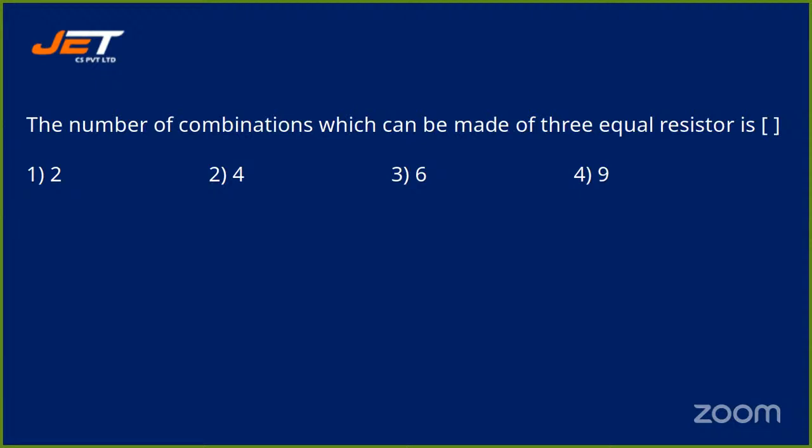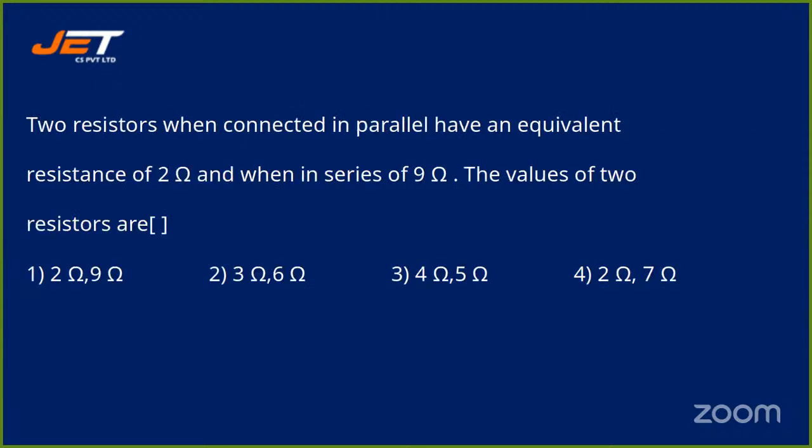The number of combinations with which can be made of 3 equal resistors is. The answer is 4. Next: two resistors when connected in parallel have equivalent resistance of 2 ohms and when in series is 9 ohms. The values of the two resistors are.